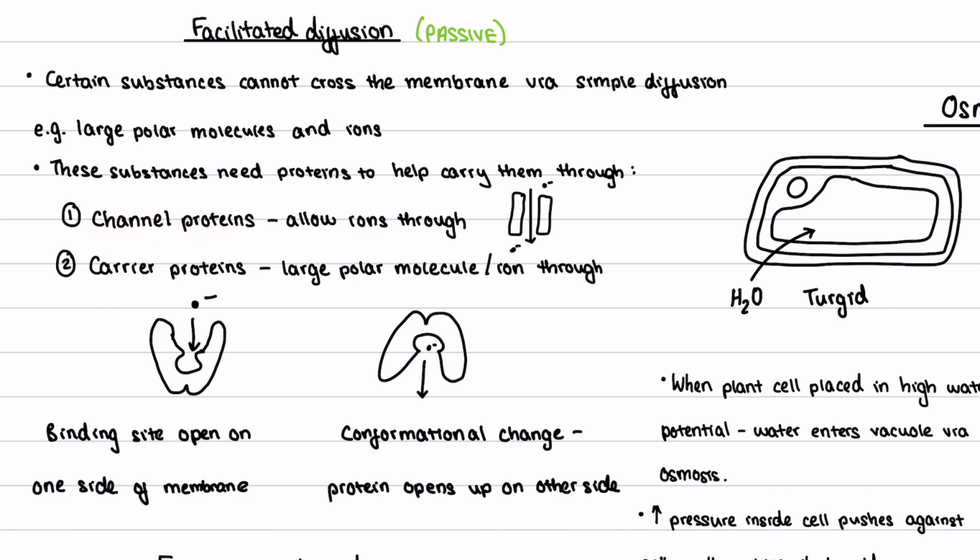Channel proteins allow ions to go through, as their charge prevents them from diffusing across. Then carrier proteins allow large or polar molecules, as well as ions, through, as their size or charge stops them. With the carrier protein, there's a binding site on one side of the membrane, and once bound, a conformational change occurs, and the protein then opens up on the other side.